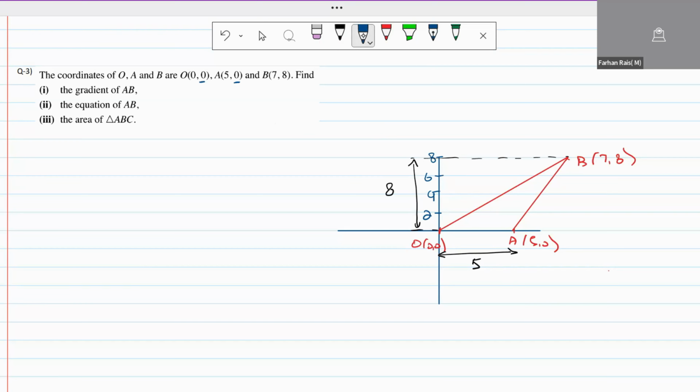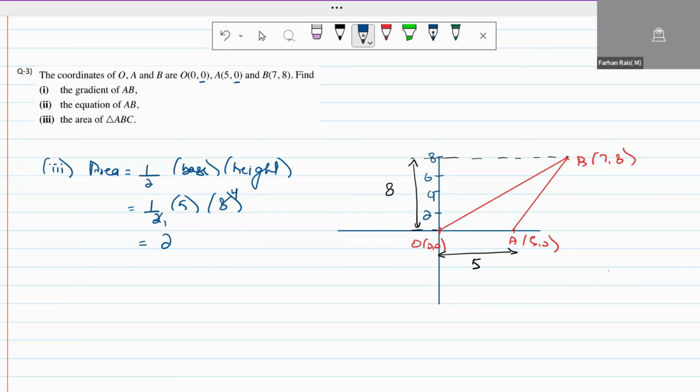So area, we were only doing part 3 because parts 1 and 2 are regular parts. Part 3 was a bit different. So area is half into base into height. Half, base is 5 units, height is 8 units, so 2 ones are 2, 2 fours are 8. And we get the area as 4 5s are 20 square units.